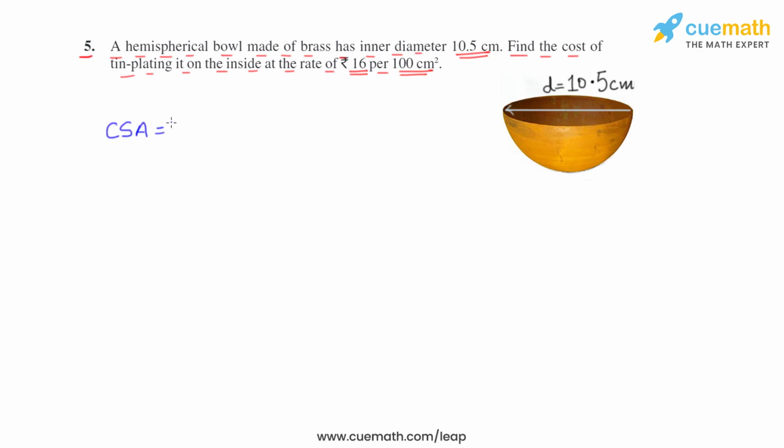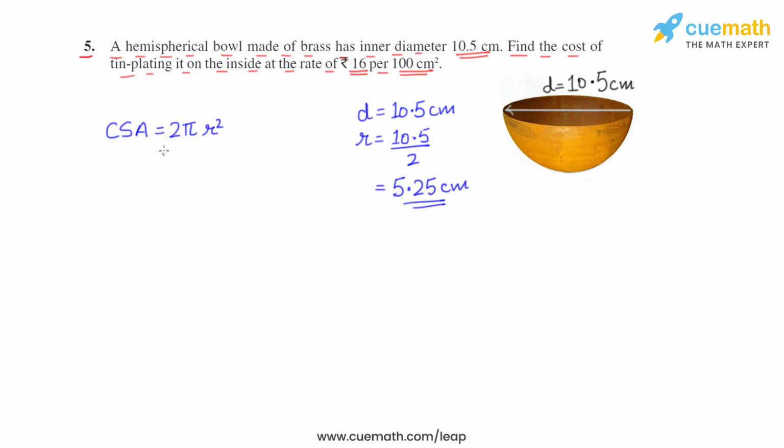So curved surface area, we know that it is 2 pi r square, but we need r for this, and they have given the diameter is 10.5 centimeters. So firstly we will find r, which is half of it. So 10.5 divided by 2 will be equal to 5.25 centimeters. So this is the radius.